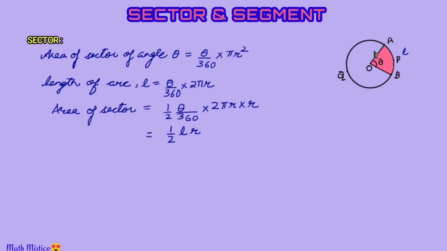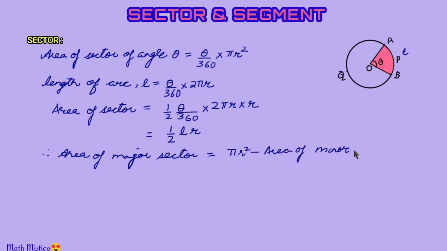Now, once we know this area, we can easily find out the area of the major sector by subtracting the area of minor sector from the whole area of the circle. So, area of major sector will be area of circle minus area of minor sector. These are the formulae related to area of sector.